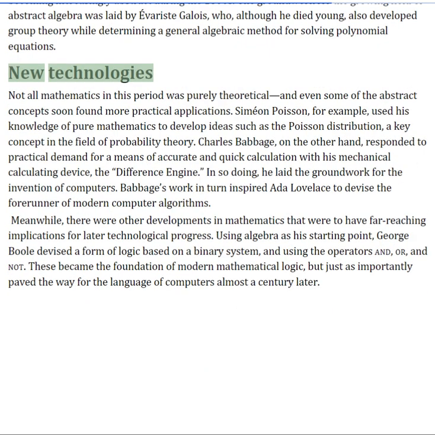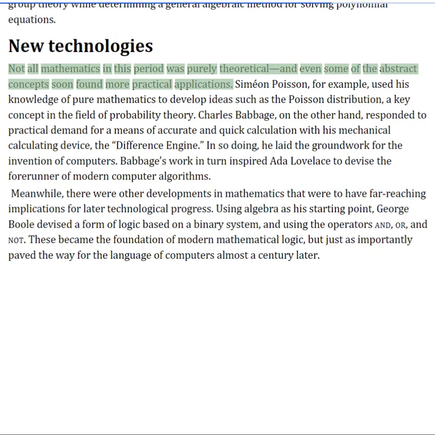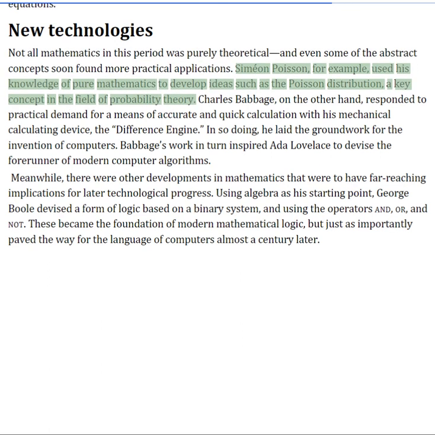New technologies. Not all mathematics in this period was purely theoretical, and even some of the abstract concepts soon found more practical applications. Siméon Poisson, for example, used his knowledge of pure mathematics to develop ideas such as the Poisson distribution, a key concept in the field of probability theory.